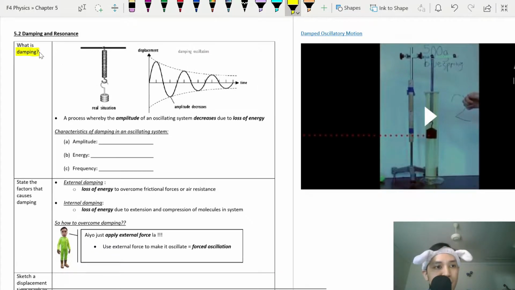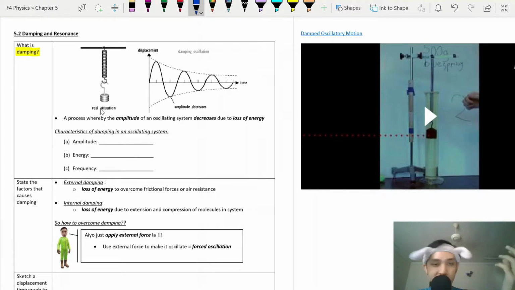When we talk about damping, it means that the amplitude is decreasing. The amplitude of the wave graph is decreasing, as you can see here. The reason why damping happens is because you have external forces acting on the oscillation, maybe air friction. That's why if you let a spring oscillate, it will slowly slow down. That is what we call damping. The amplitude is decreasing because energy is lost, because energy is used up to overcome the frictional forces.